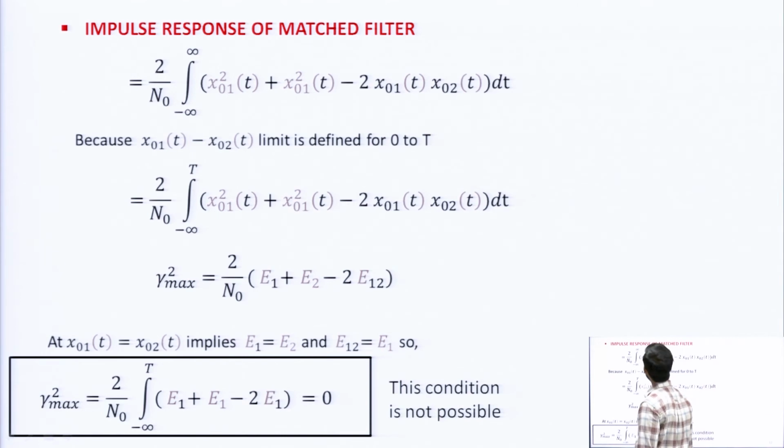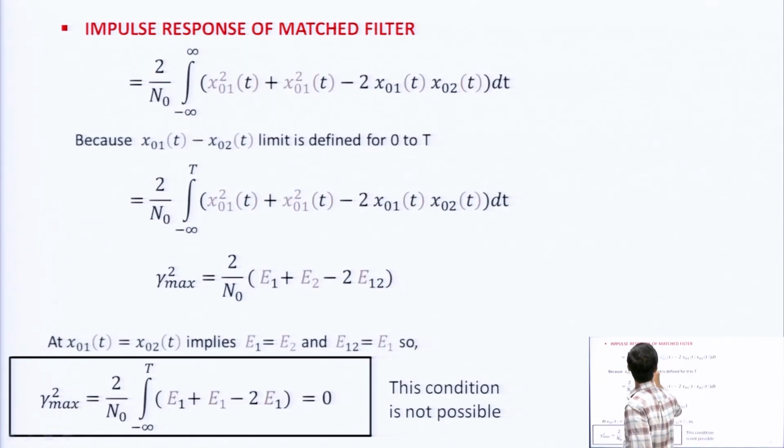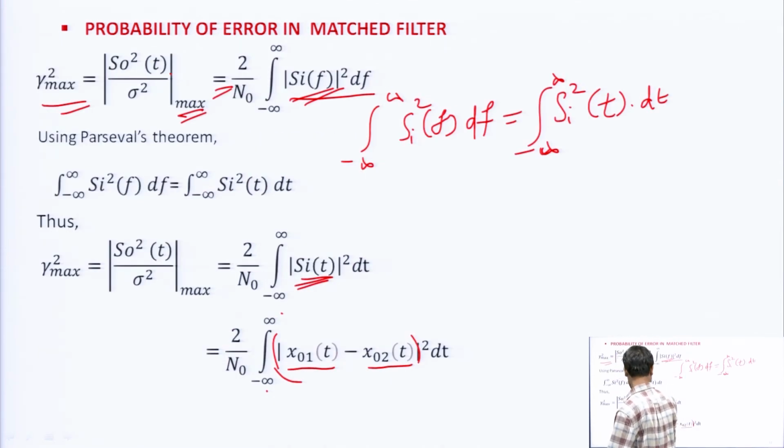So, after that I can expand this, because this is a whole square term. I can expand this one as x naught 1. Actually, this is only a square, not a modulus.